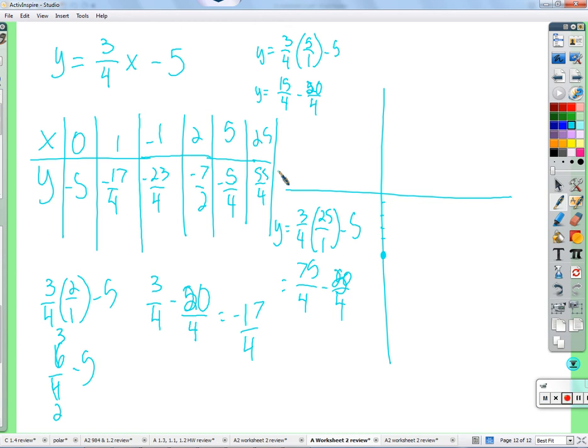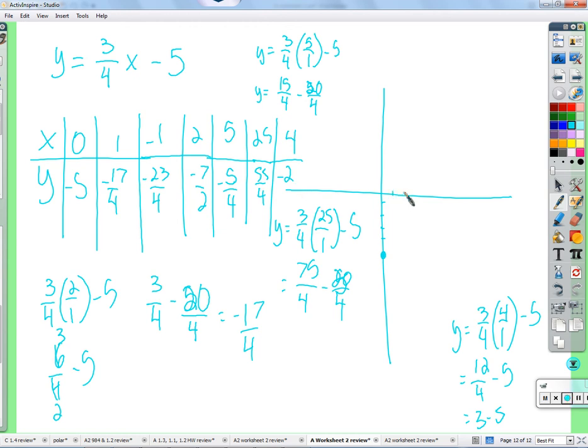Any thoughts about any number that when you multiply it by 3/4, something a little bit nicer happens? Take a look at when we plugged in 2, and I almost got there. 4. What happens if we plug in 4? Almost. Y equals 3/4 times 4 over 1 minus 5. 12 over 4. What's the deal with 12? It evenly goes in. Yeah, 4 goes into 12. 12 is divisible by 4. 4 is a factor of 12. So do I have to find common denominators? No, because 12 divided by 4 is 3. I just subtract 5 from that. Get negative 2. 4, negative 2.